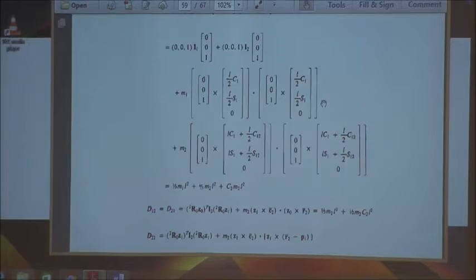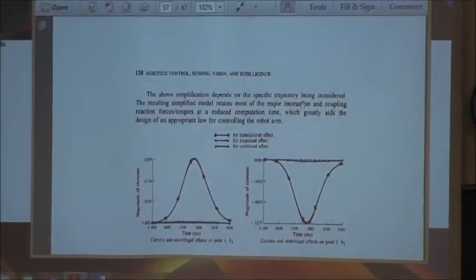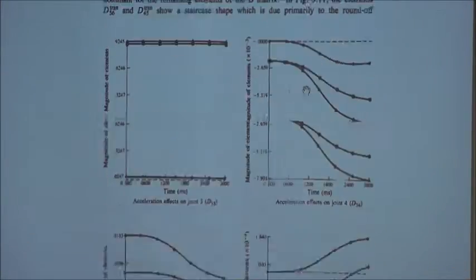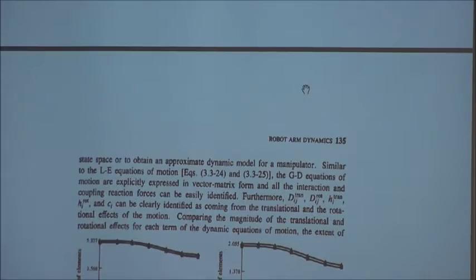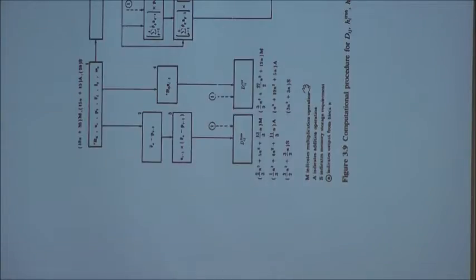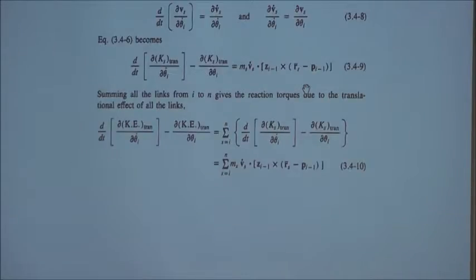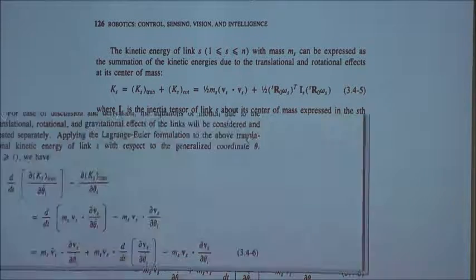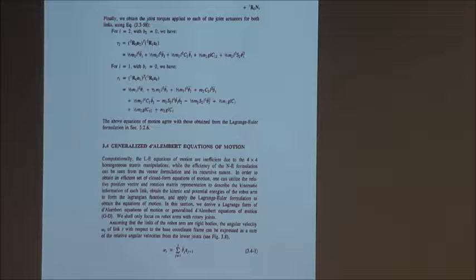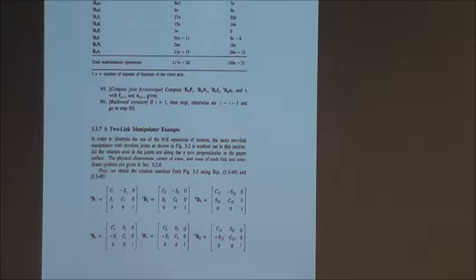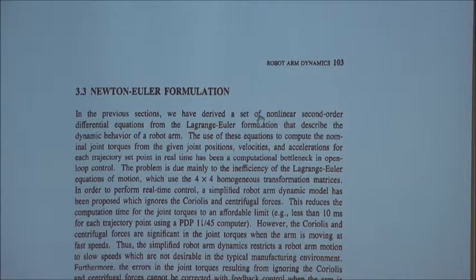Okay. At the end of last lecture, we saw two sets of nonlinear differential equations based on the Lagrange-Euler representation of a two-linked robot. The rest of this chapter is the Newton-Euler treatment of the same problem. Let me go faster this way. Yeah, it's a Newton-Euler formulation.